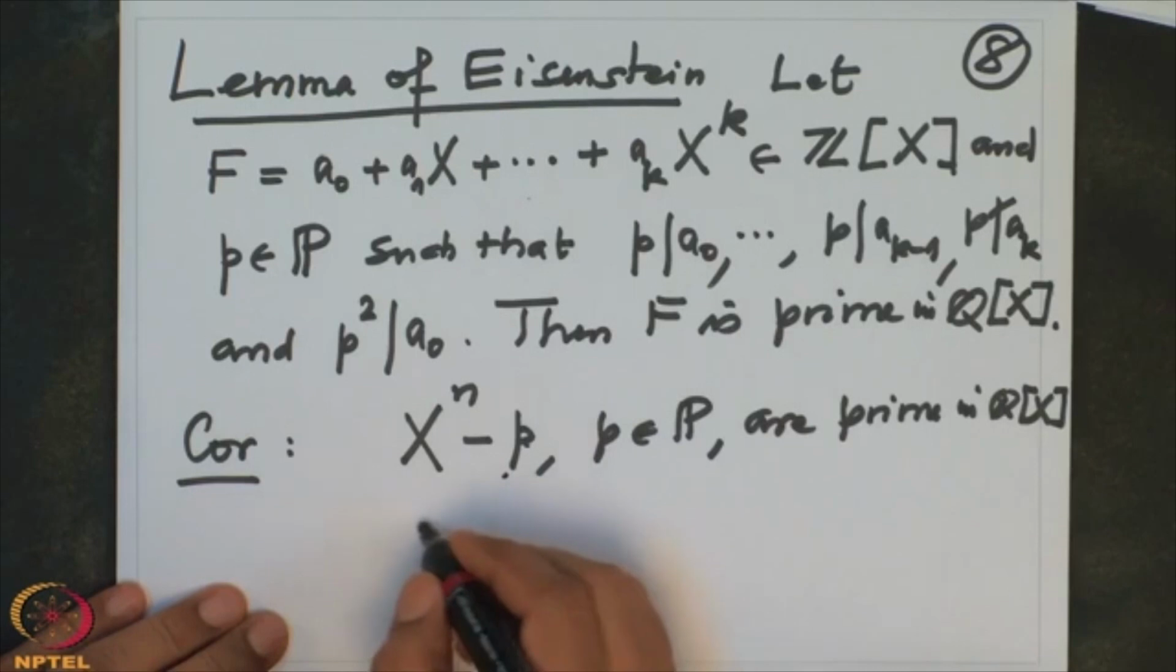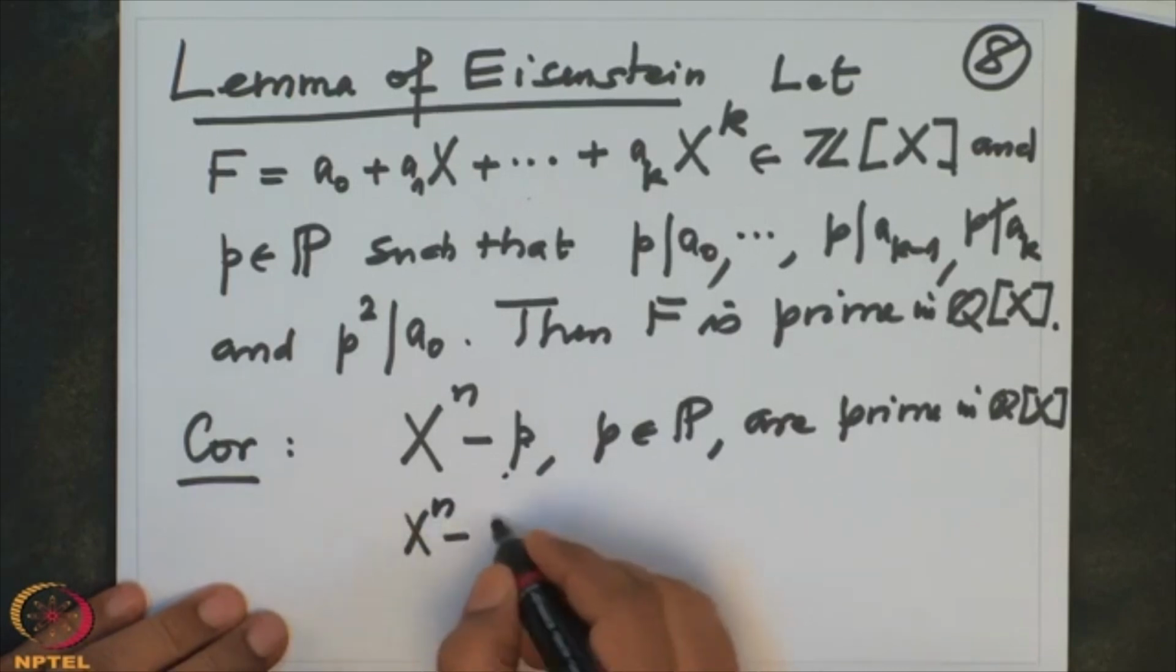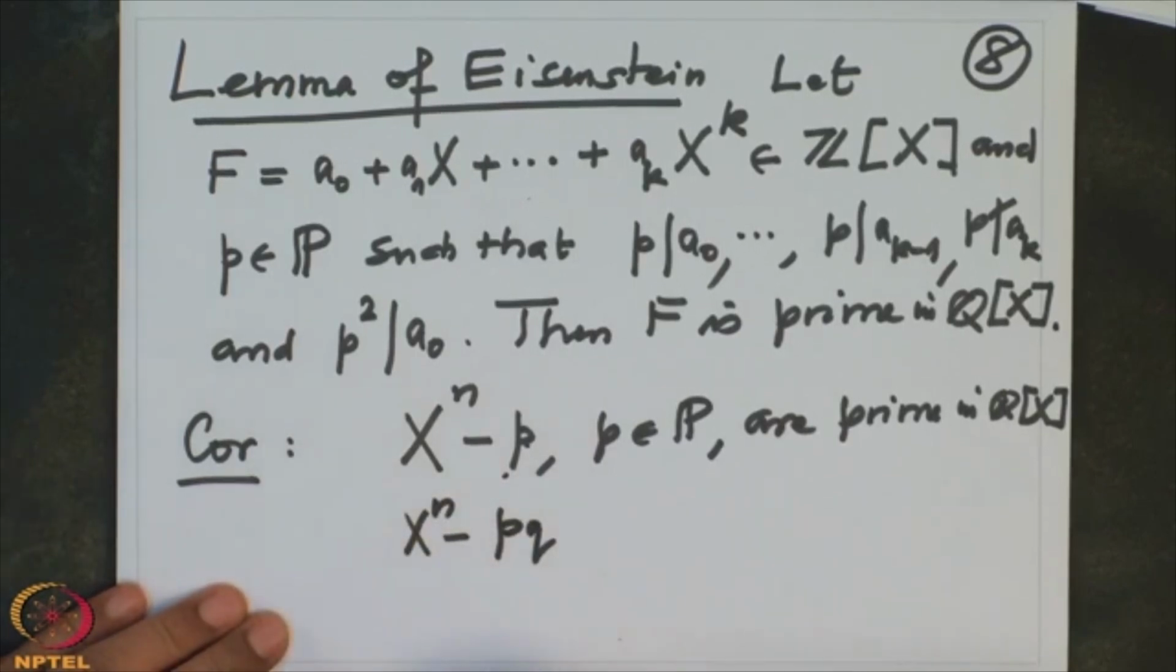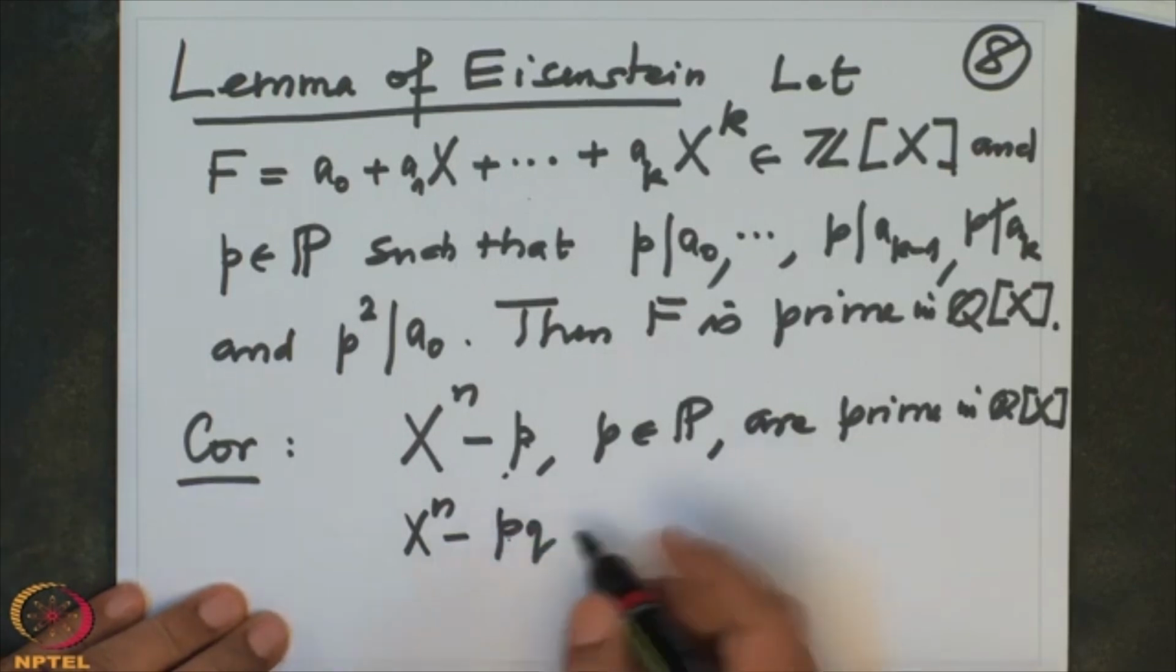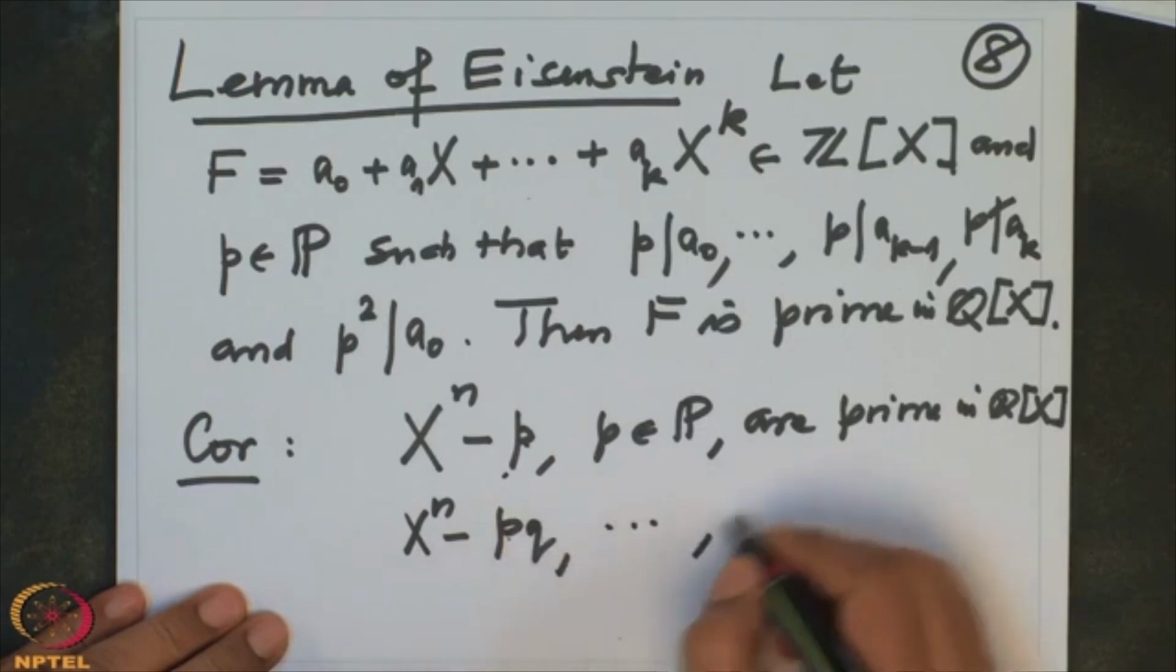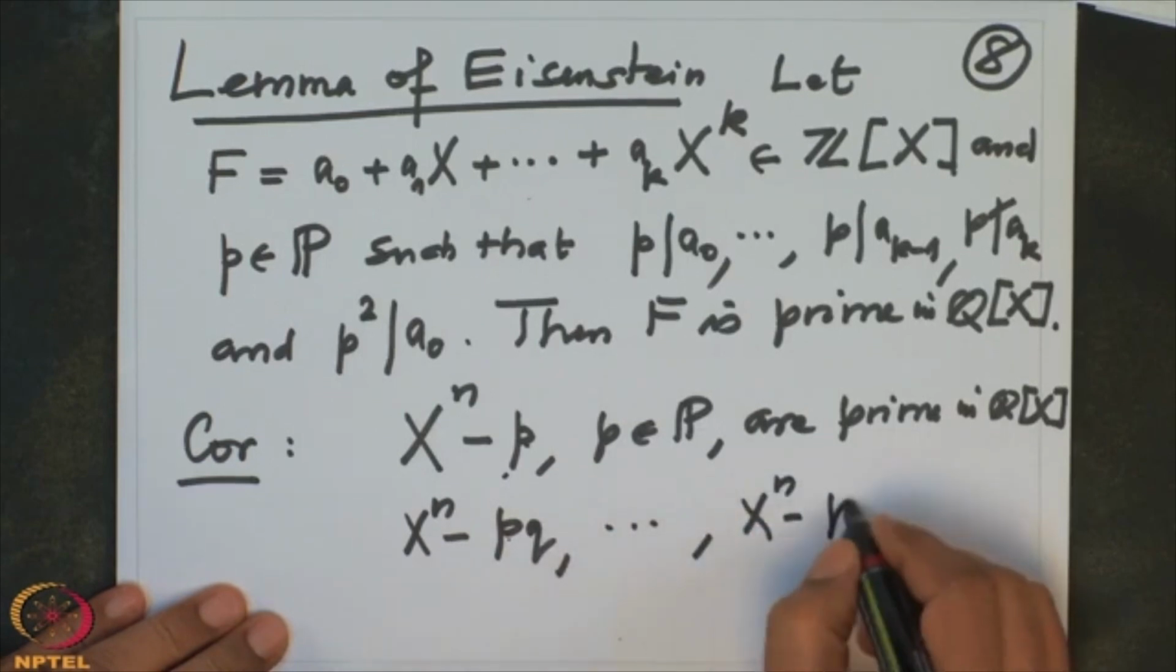Not only one prime, you can take two at a time, because then you can apply the Eisenstein lemma to either p or q. We can choose, and there is nothing special about 2. We can go on till x power n minus p1 to pr.